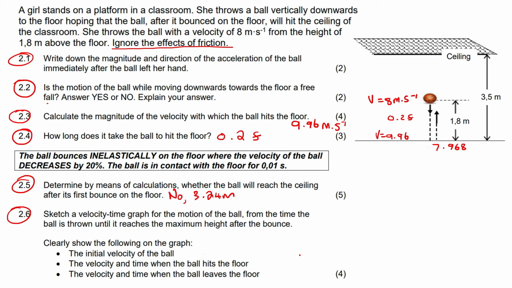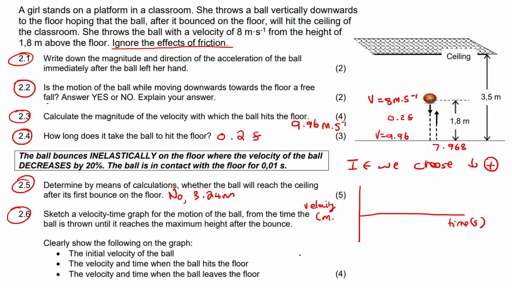I'll show you this velocity time graph based upon if you choose up as positive or down as positive. So if we choose down as positive, then the initial drawing of the graph looks the same. We have a y-axis and an x-axis. So time and then velocity. And that's in meters per second. Okay, so it's really easy.